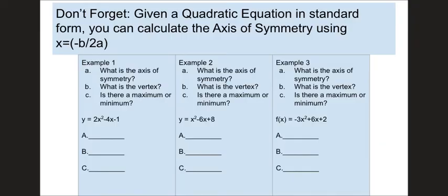All right, so we came out with x equals 1 for our axis of symmetry. Our vertex was at 1, negative 3. And since this is a parabola that's U-shaped, the vertex is at the very bottom of the U, so that means that this is a minimum.